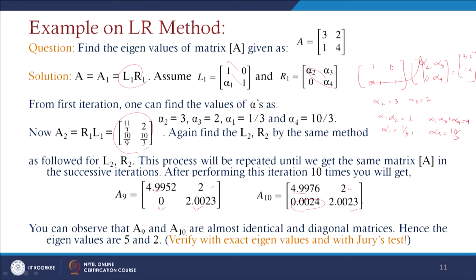You can observe that A9 and A10 are almost identical along the diagonal entries. Hence, the eigenvalues can be considered as the next immediate approximate values, 5 and 2 here. These exact eigenvalues can also be verified using Jury's test.